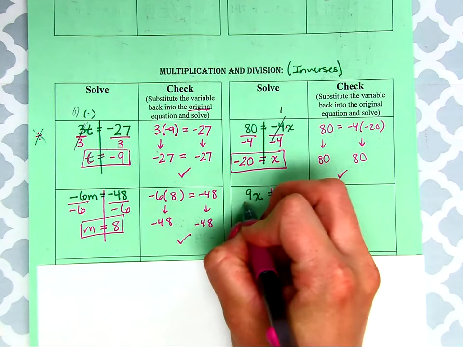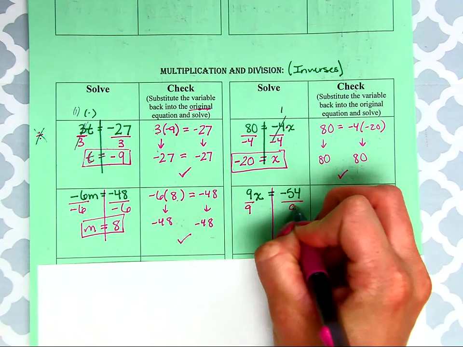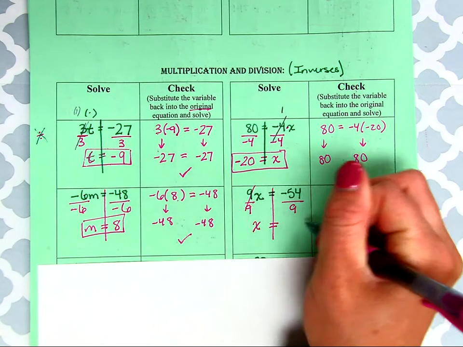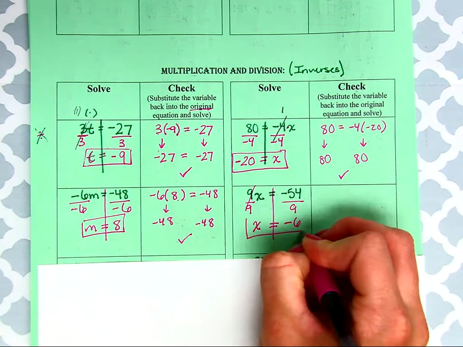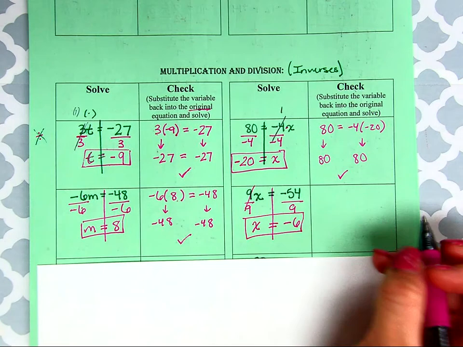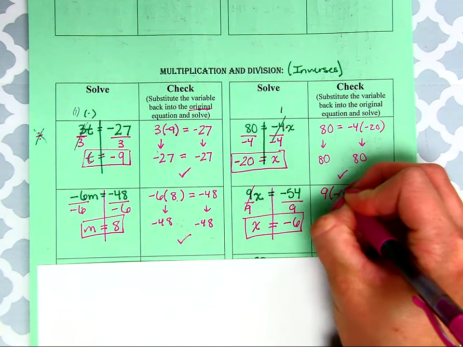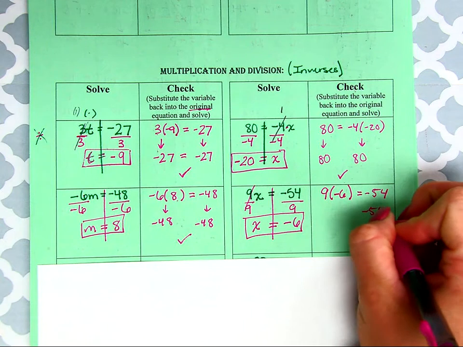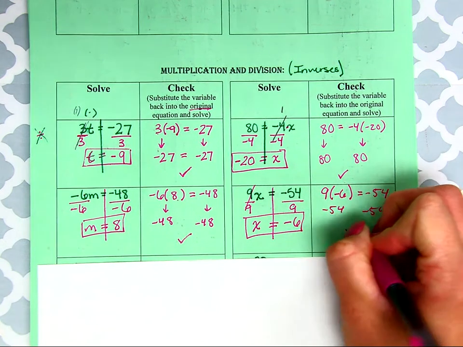So here we want to cancel this 9. We're canceling to 1. And then I've got a negative 6 for x. So does 9 times negative 6 equal negative 54? Yes, it does.